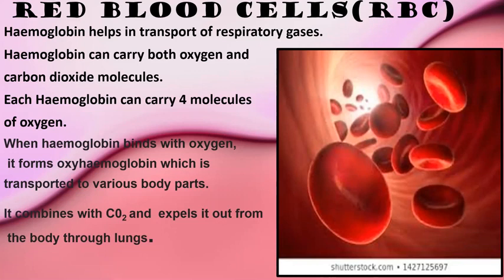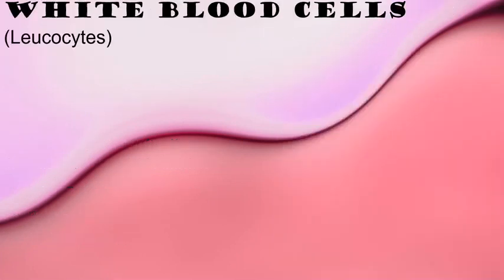Students, when carbon dioxide binds with hemoglobin, a molecule called carbaminohemoglobin is formed. Binding of carbon dioxide to hemoglobin is reversible. Therefore, when it reaches the lungs, carbon dioxide freely dissociates from the hemoglobin and is expelled from the body.